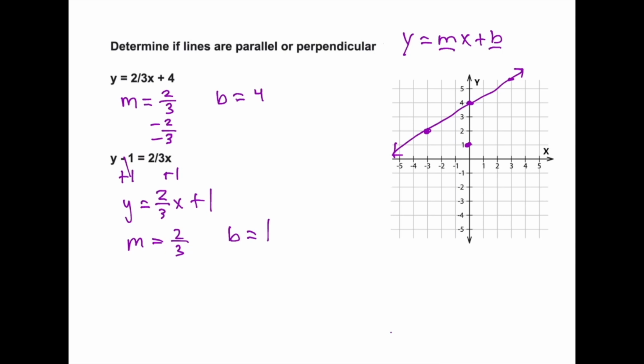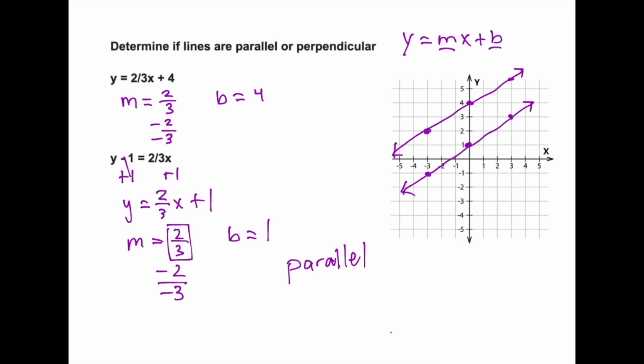Since our y-intercept is 1, that's our starting point on the y-axis. We're going to rise over run, meaning we're going up 2 and over 3. We could also do -2 over -3 and go in the other direction. As you can see, our two lines are parallel.